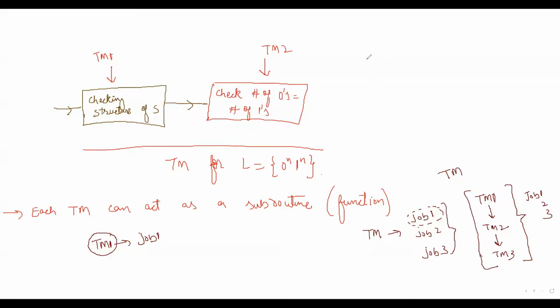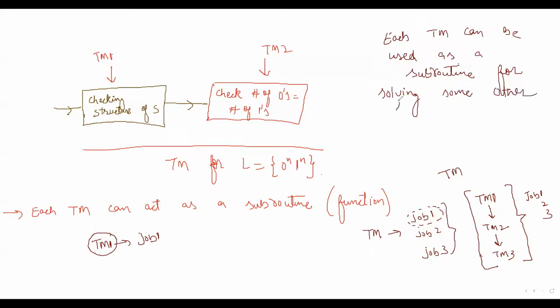So we can say that each Turing machine can be used as a subroutine for solving some other problems. We will discuss some more problems, and that will give us a clear picture of how Turing machines can be used as subroutines. So let me wrap this portion here, and now let's discuss another problem, and we will design a Turing machine for that problem as well.